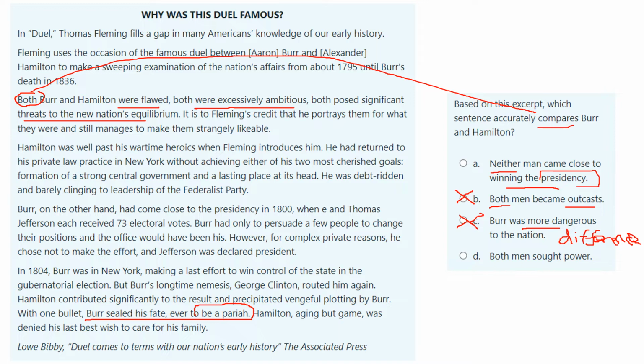Hamilton was well past his wartime heroics when Fleming introduces him. He had returned to his private law practice in New York without having achieved either of his two most cherished goals, the formation of a strong central government and a lasting place at its head, the head of the government. So he wanted to be the president of the government. He was debt-ridden and barely clinging to the leadership of the Federalist Party. He was the leader of the Federalists.